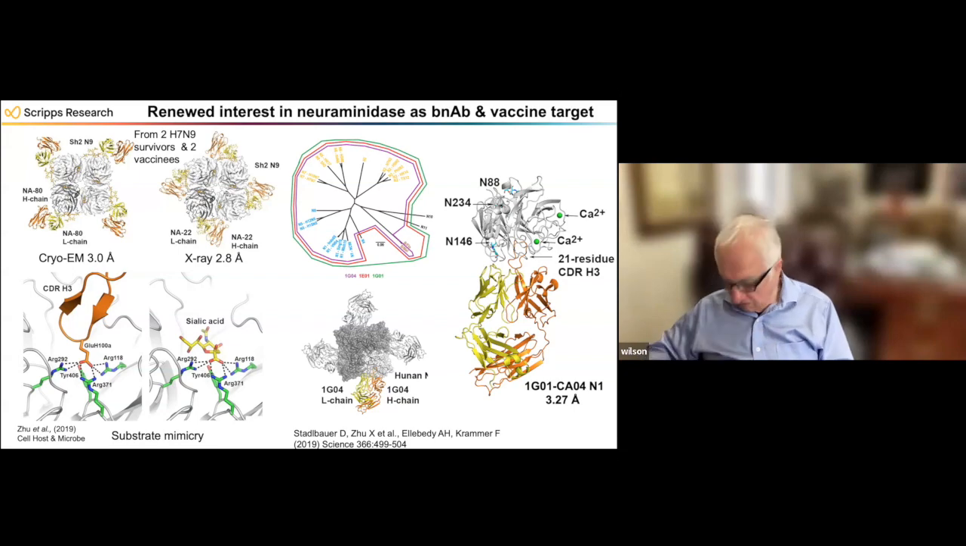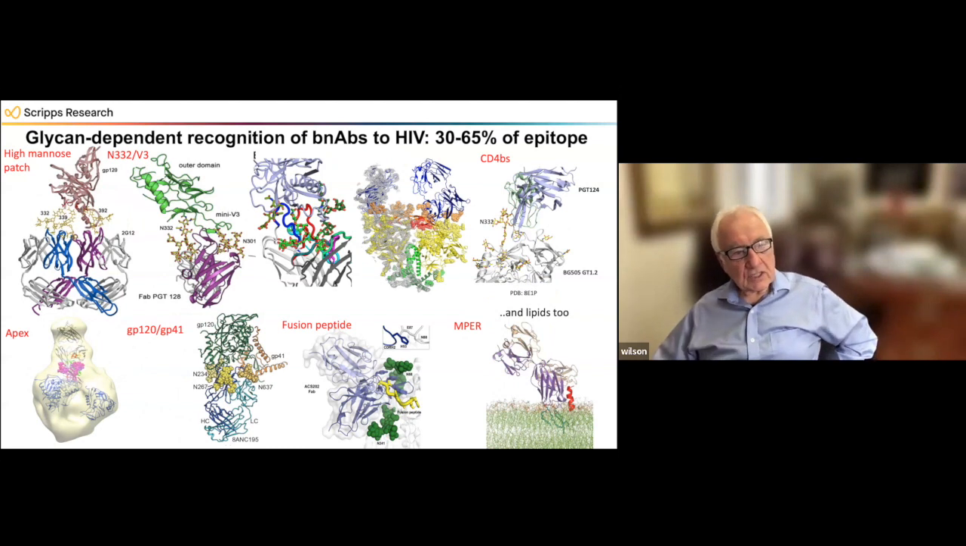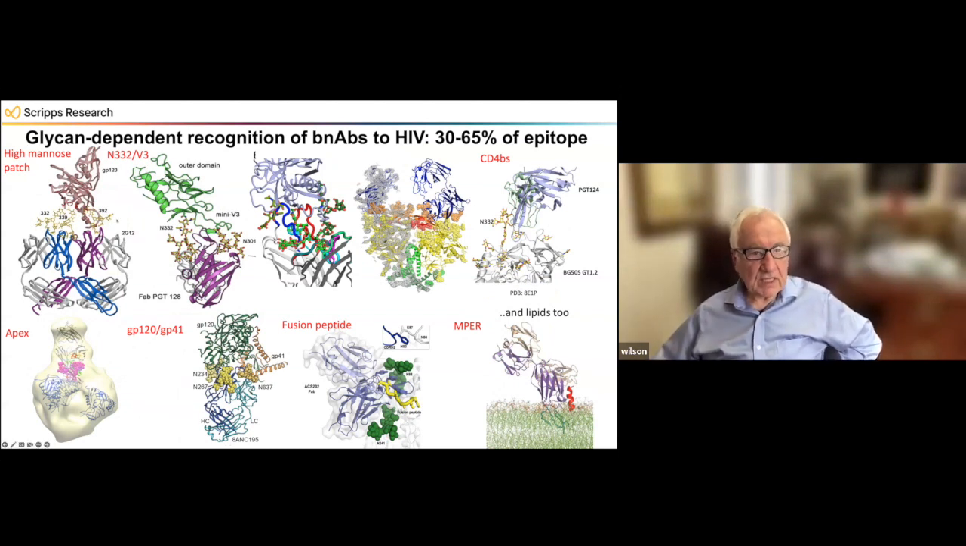For HIV now, I'll show you here how difficult it is to get antibodies to bind to HIV. I've got a number of different binding sites here, all the different epitopes that have been found over the years. These yellow and green things here are carbohydrates. So you can see that the side chains of the antibody have to penetrate through these carbohydrates in order to bind to the HIV envelope protein.